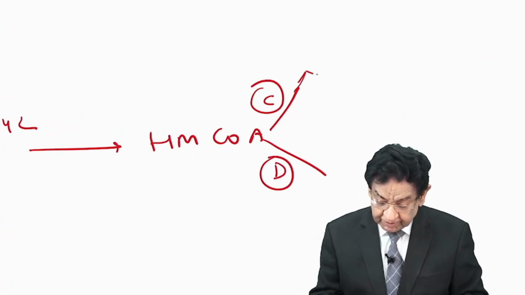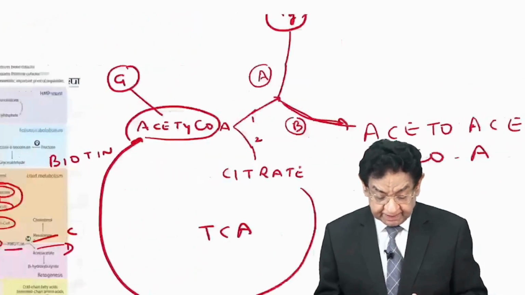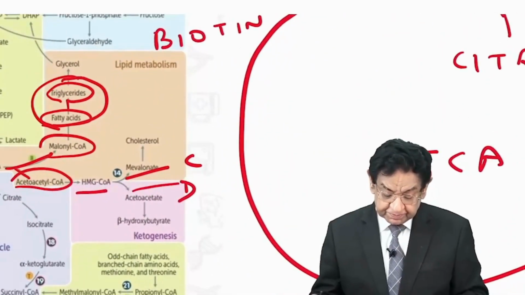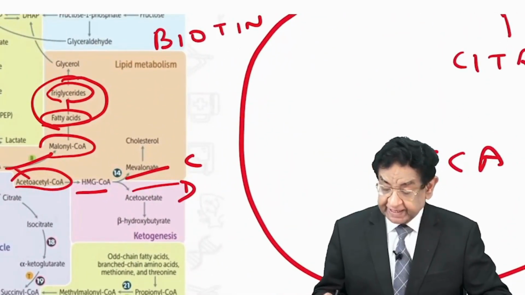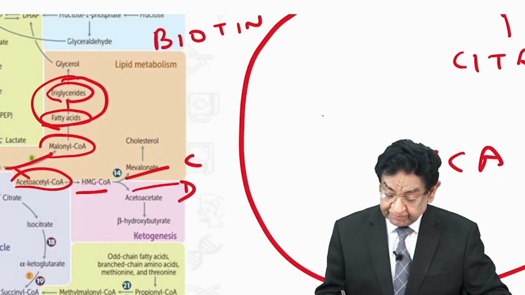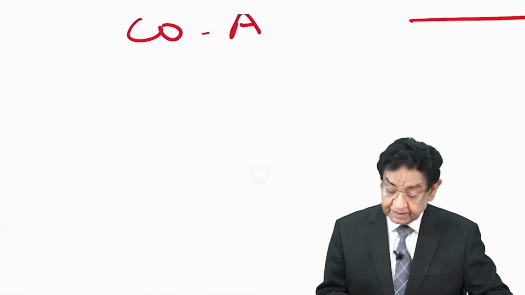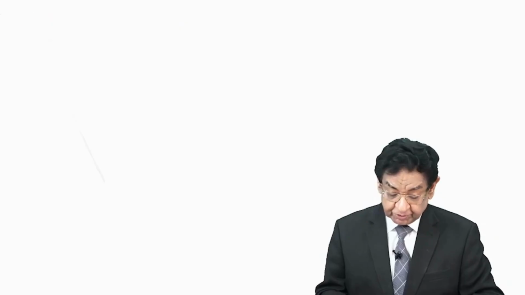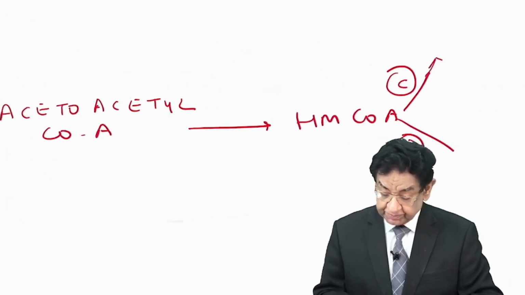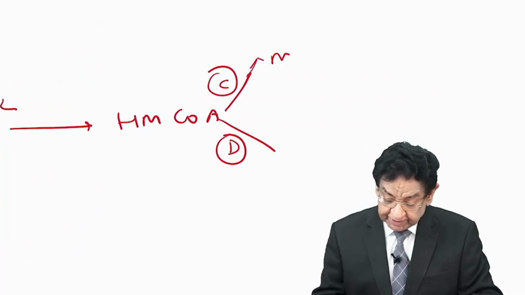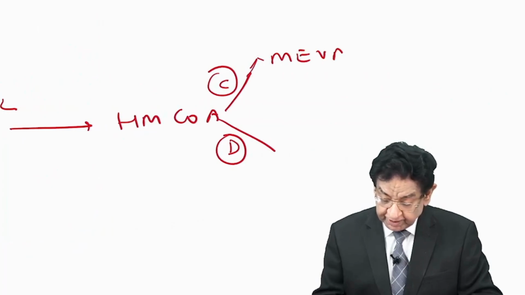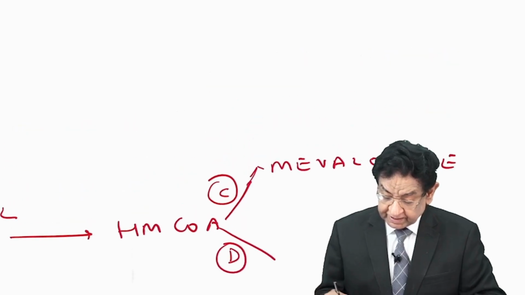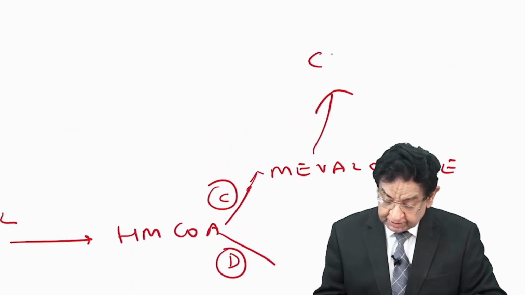Okay, so now we understood. Let's come back. Road number C gets converted into mevalonate, and this gets converted into cholesterol later on.